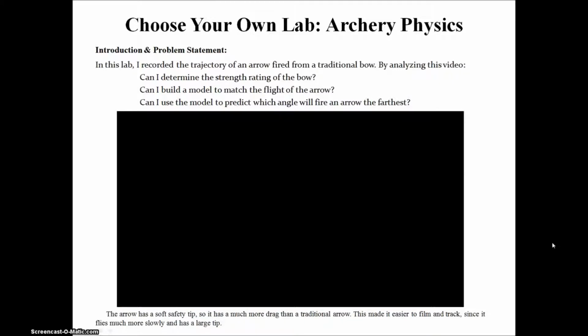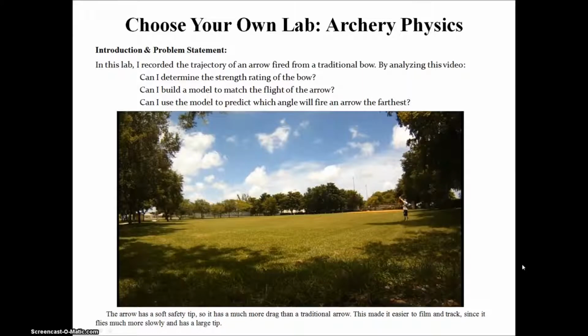Can I determine the strength rating of the bow? Can I build a model to match the flight of the arrow? And can I use the model to predict which angle will fire an arrow the farthest?